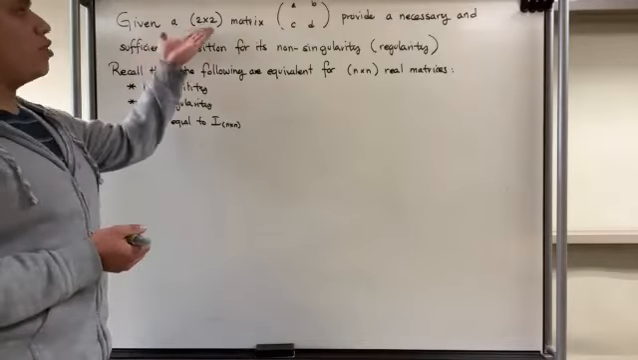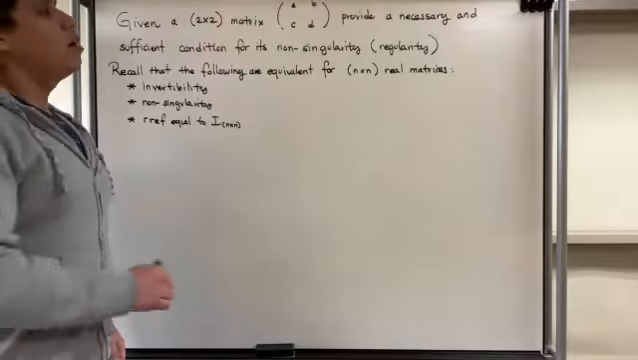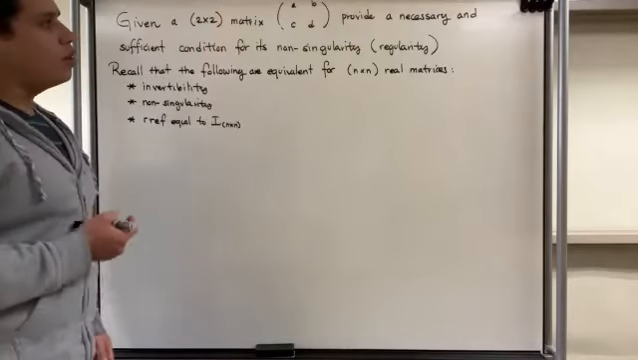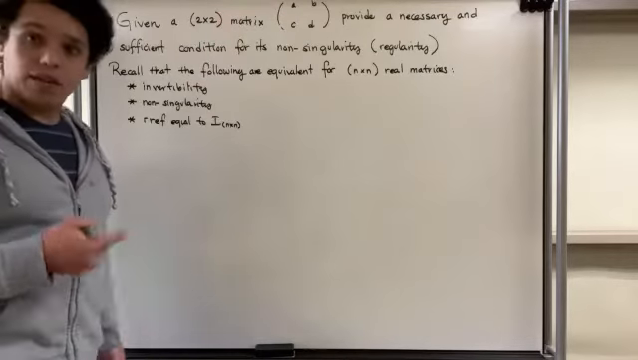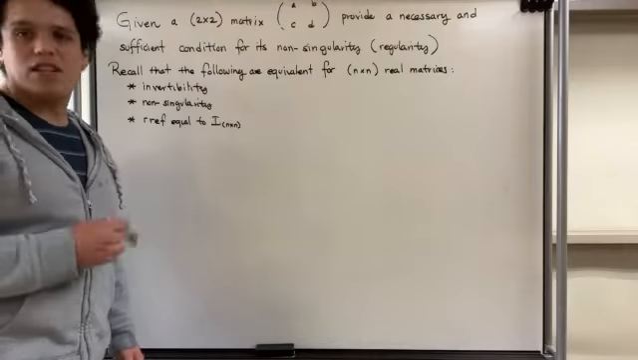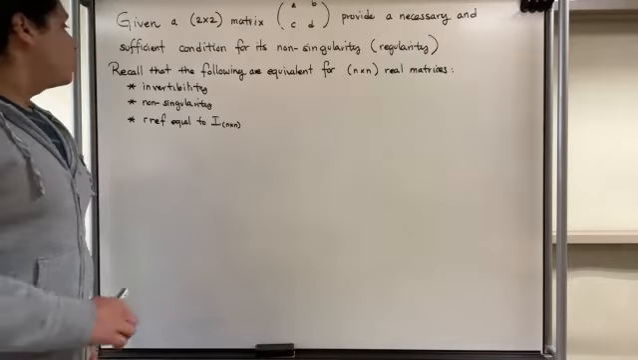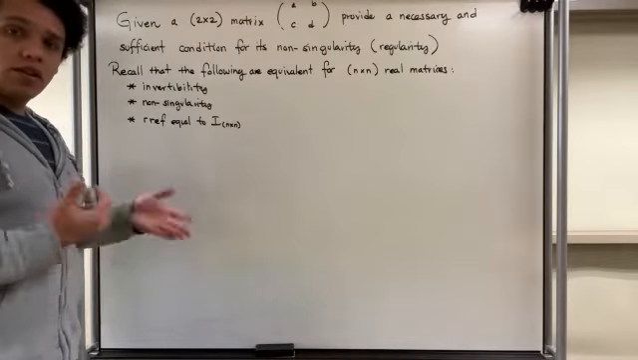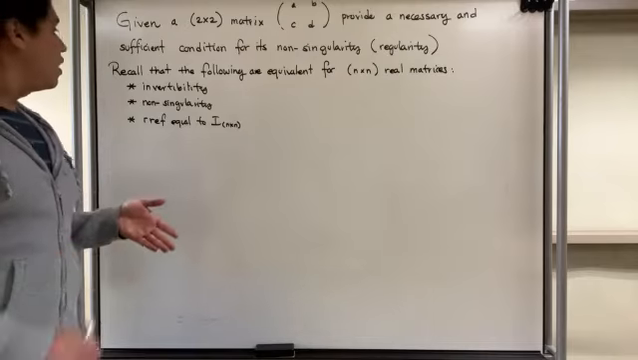Given a 2x2 matrix, A, B, C, D, provide a necessary and sufficient condition for its non-singularity. Now, in some textbooks or somewhere else, you will find it as regularity in that term. So I'm going to bring some prior knowledge in order to achieve such a feat.